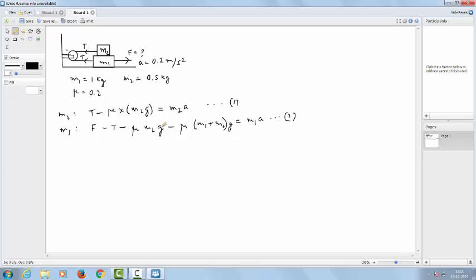At the bottom of the block M1, the normal reaction would be due to the weight of the block of mass M2 and the block M1. Therefore, this is the frictional force. Now we can put the values of mu, M2 and a in the equation 1.